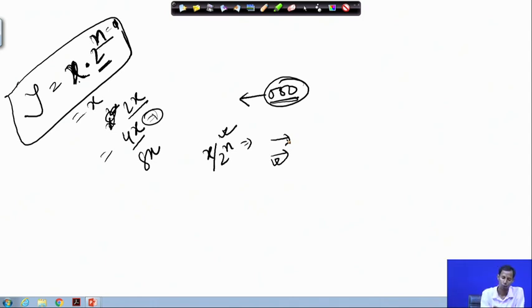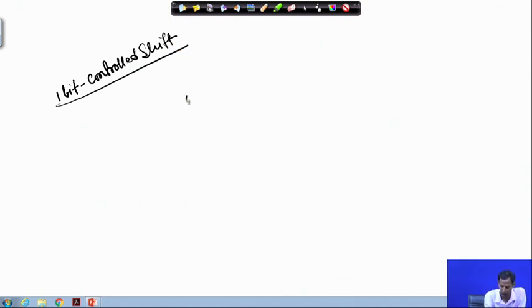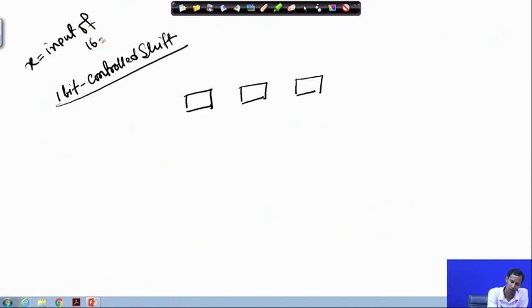Okay. So, for implementing this particular function, what I require is a 1 bit control shift operation. So, what does 1 bit control shift operation mean? I need 2:1 multiplexers. Suppose x is the input, of 16 bit, let us consider that, and I need 1 bit control shift of that.